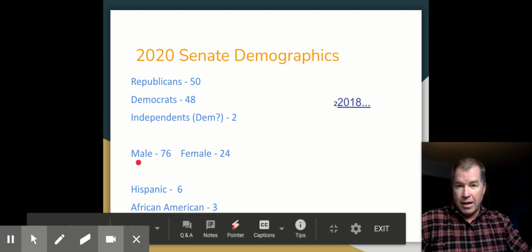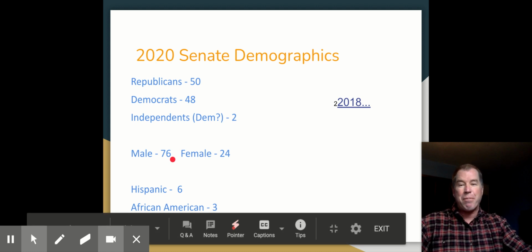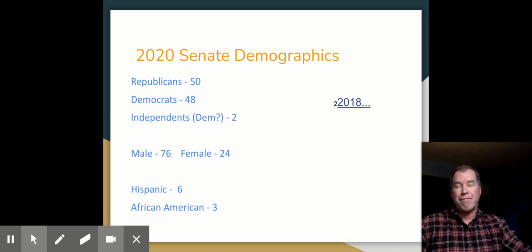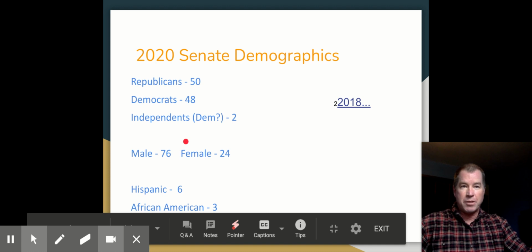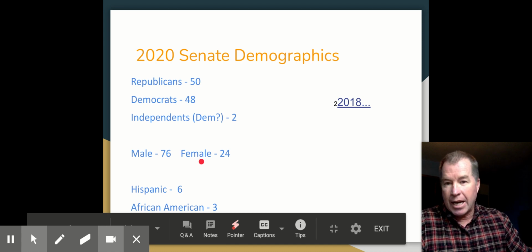All right, and then in terms of diversity, there are 76 males and 24 females, so over three quarters of the Senate is male. We know that in the nation's population, it's about 51% to 49% female. So it is not a great representation for the Senate.